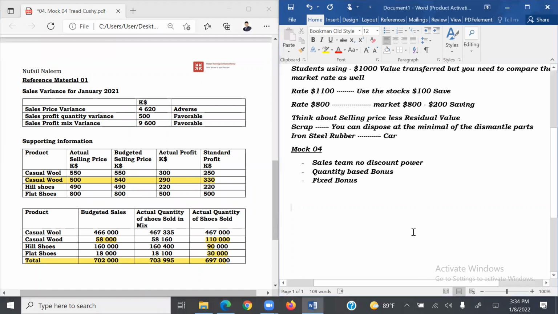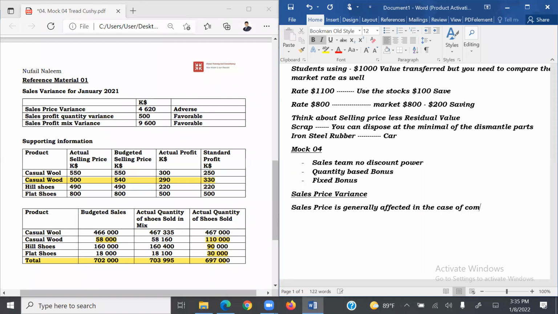So let's write down the first thing as sales price variance. So students, let's start writing a note for this. It's not a complicated note. It's just a basic note for your understanding. Sales price is generally affected in the case of the company provides any discounts or offer to the existing selling price.